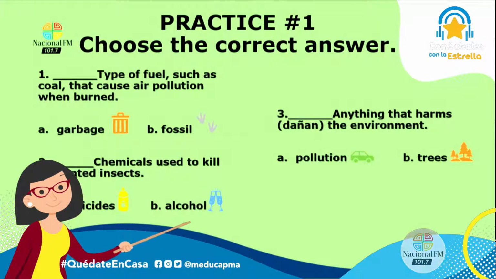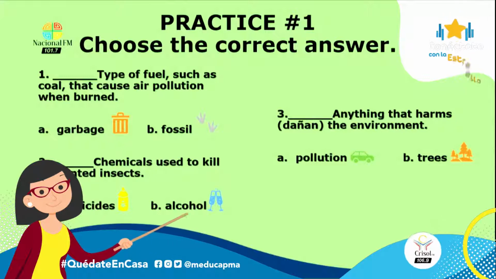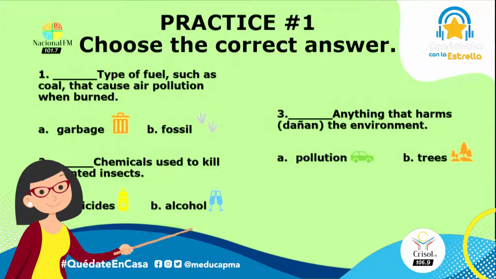Okay, number two. Chemicals used to kill unwanted insects. Chemicals, right? They kill the insects. A, pesticides. B, alcohol. Which one is it?